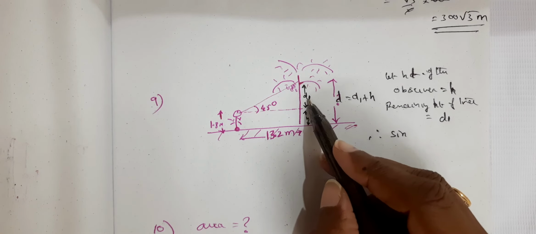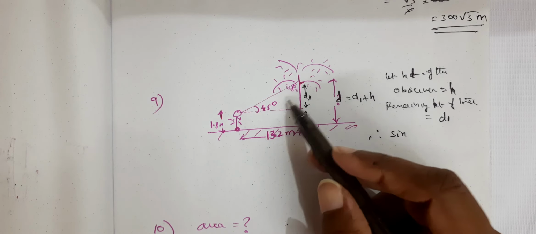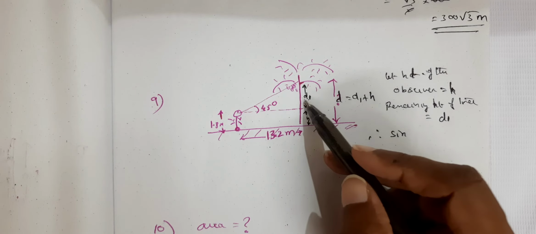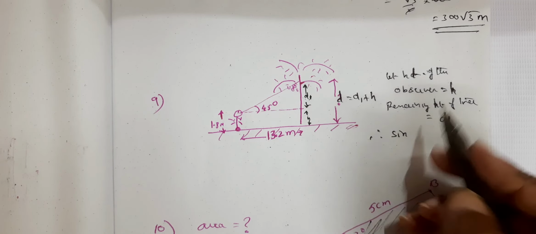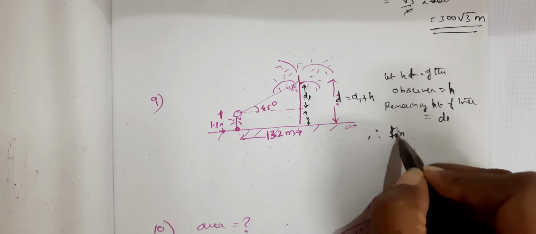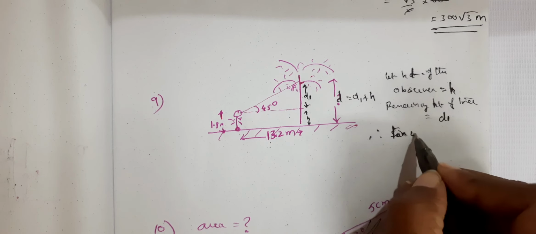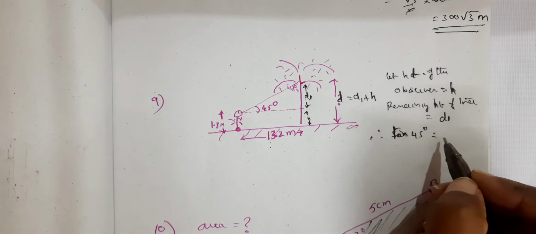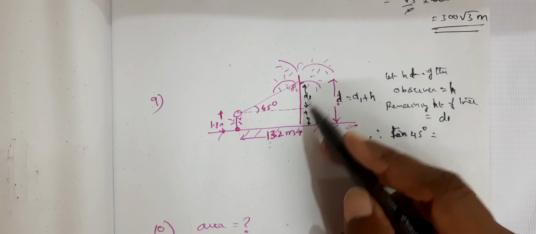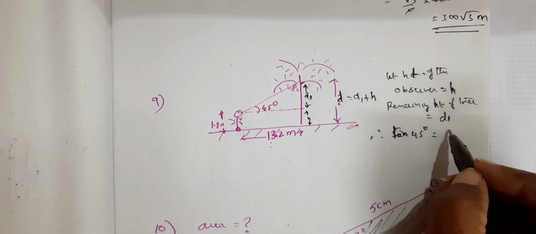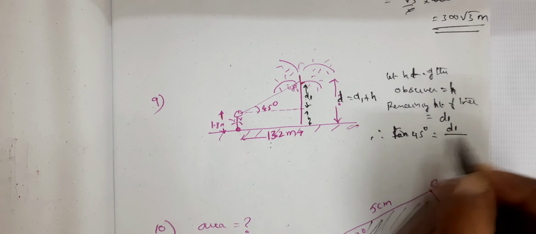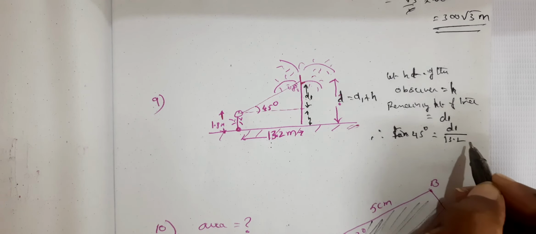Opposite side is given to us? No, adjacent side is given, and we have to find out the opposite. Opposite by adjacent means tan. So we will take tan, because here hypotenuse is not given. So tan 45 is equal to, now d1, that is opposite, by adjacent 13.2.